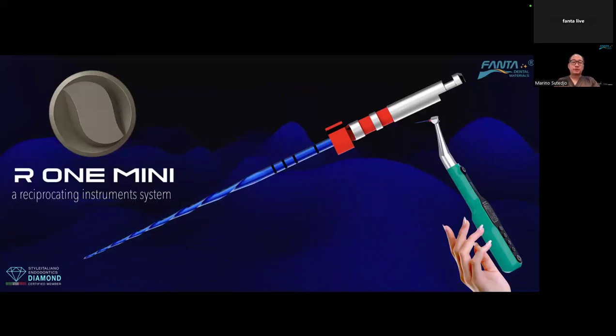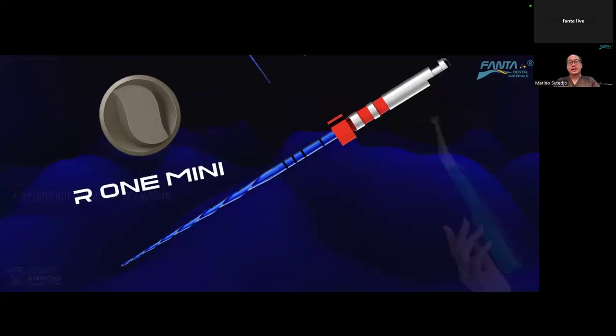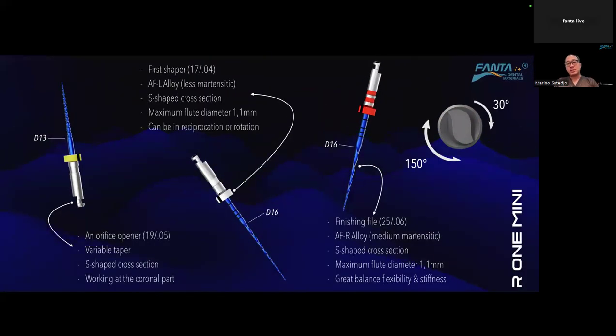So today I have the privilege to introduce you to the L1 Mini. It's a reciprocating instrument system from Fanta. The rationale behind this L1 Mini is a reciprocating motion, which is a 30 degrees angle of clockwise and 150 degrees of counterclockwise. So the clockwise is smaller and the counterclockwise is way bigger.